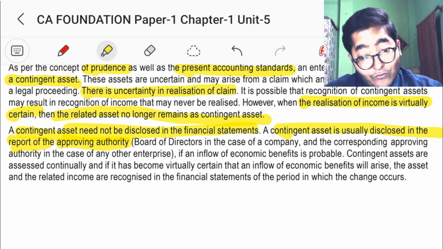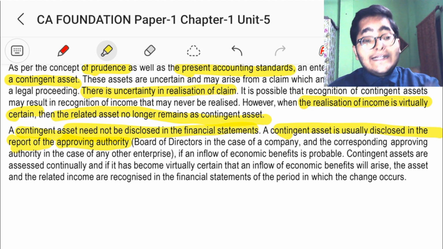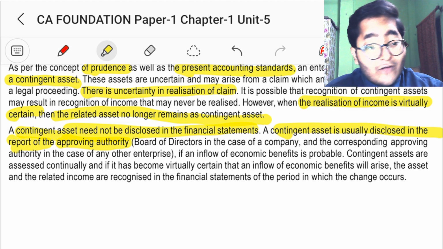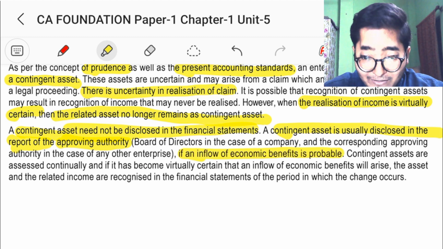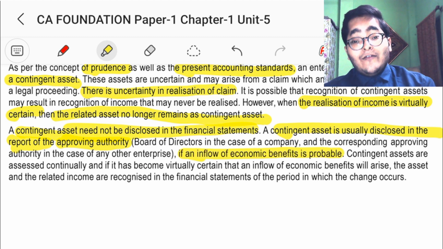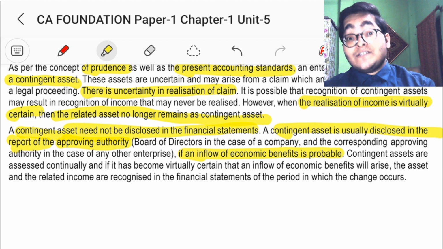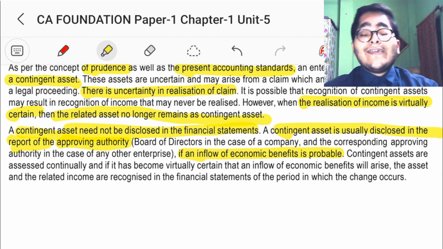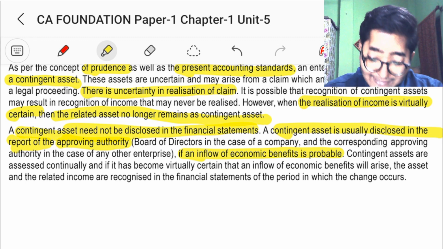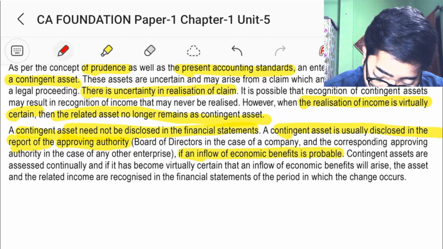When to disclose a contingent asset in the report of approving authority? When inflow of economic benefit is probable. जब economic benefit का inflow होना probable होता है या फिर उसका कोई positive probability होता है, तभी contingent asset को approving authority के reports में लिखा जाएगा. So, मैं थोड़ा बहुत लिख देना चाहता हूं.